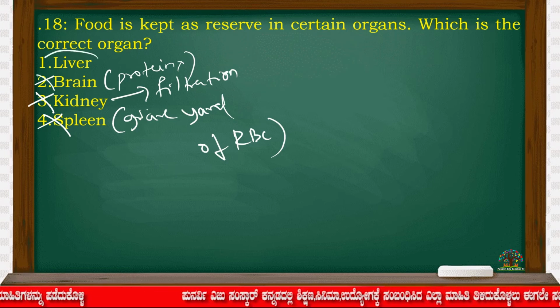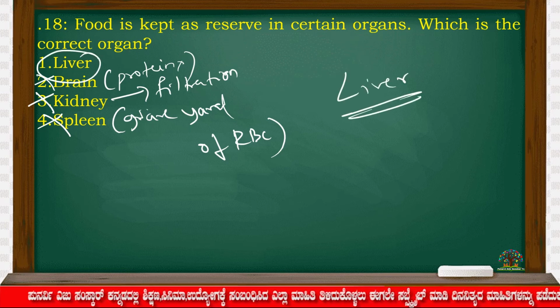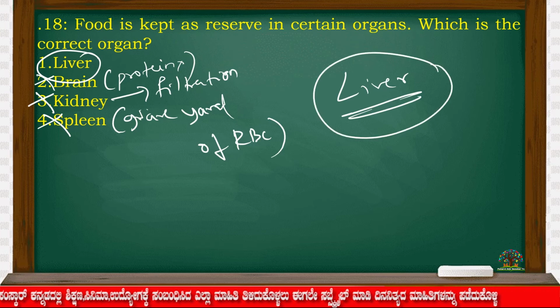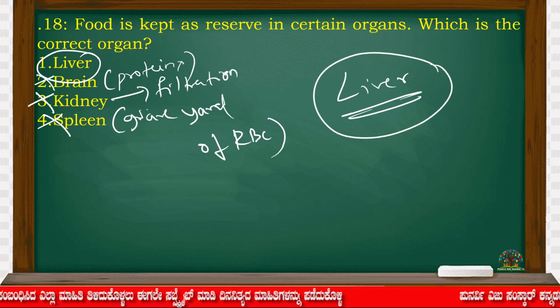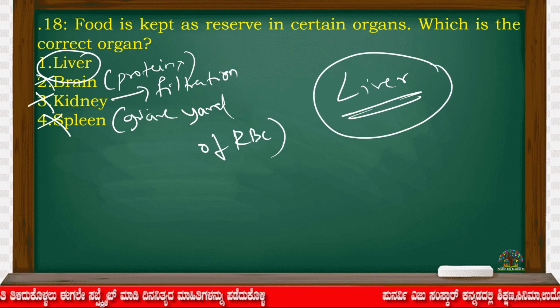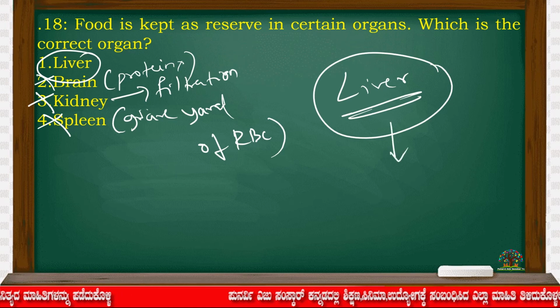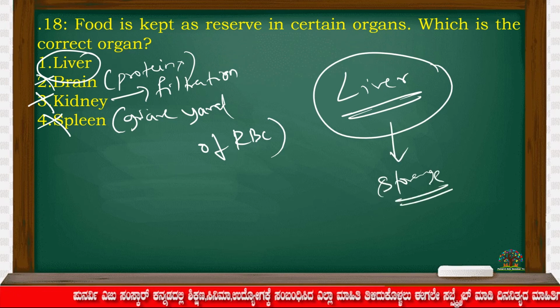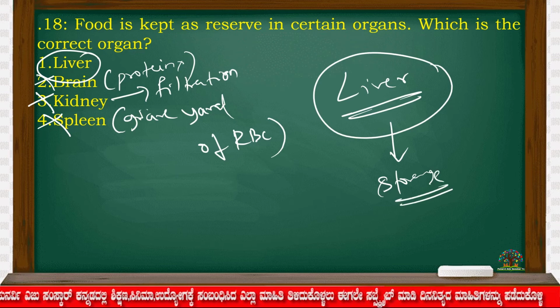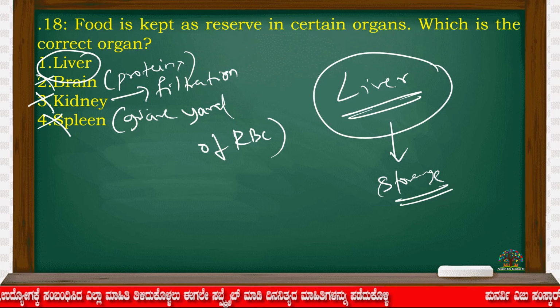So option number 1, liver. Liver is the site of storage of several components. Some of the components that are absorbed in the process of digestion are stored, and whenever they are in need, the body retrieves them from the liver. So liver is the storage organ which stores some of the vital components of the body that are absorbed from the food.